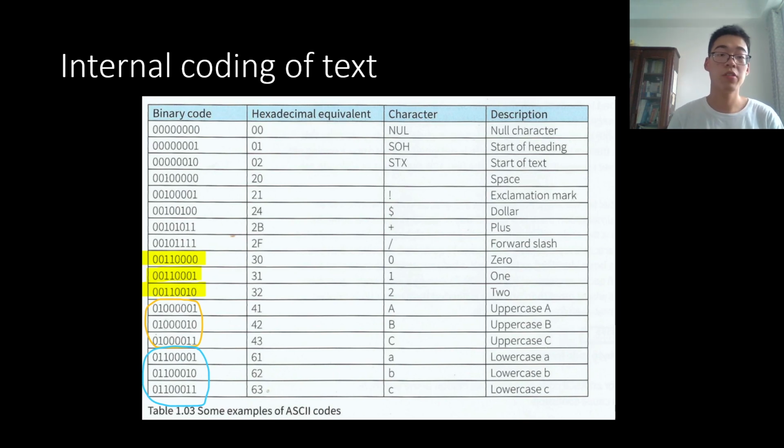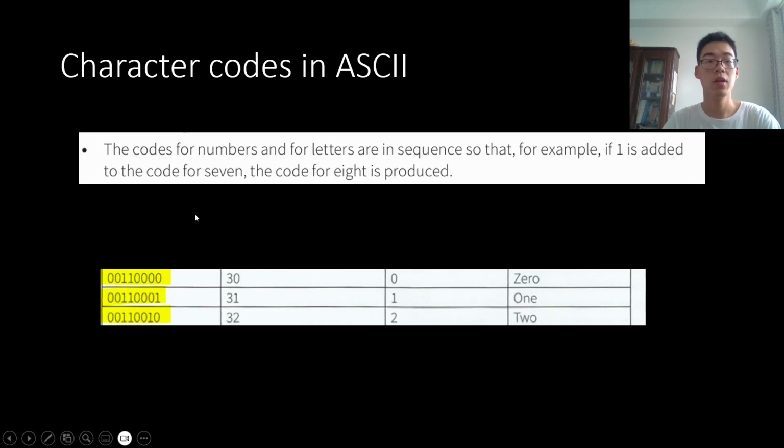Are there any interesting properties of the ASCII code? Well, the answer is definitely yes. For the first property, let's have a look at these numbers first. Character 0, character 1, character 2, these are their binary representations. And character A, character B, character C, and the small letters a, b, c are in here. We can see the codes for numbers and for letters are in sequence, so that, for example, if 1 is added to the code for 7, the code for 8 is produced.